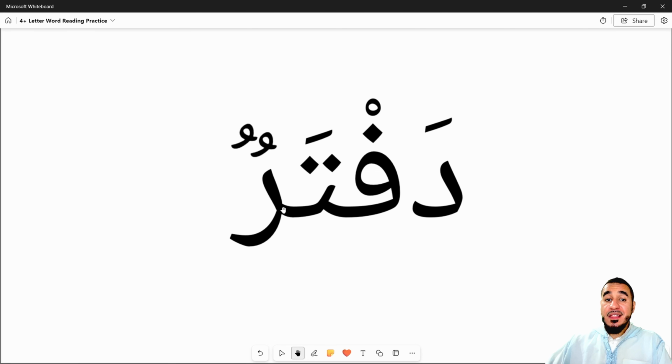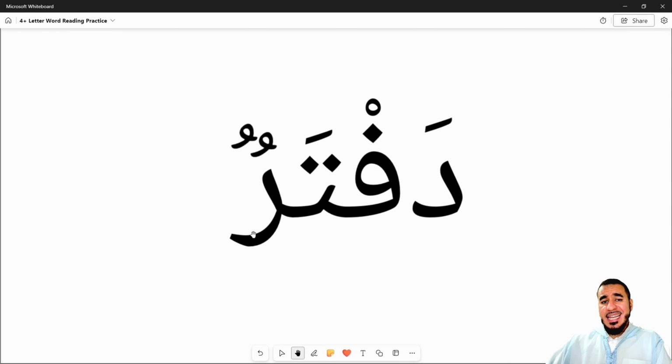And then we have the letter ta. Remember the 2 dots above this shape. We have the ta, and it has the fatha, so it will be a ta sound. And lastly, we have the ra at the end of this word. And what does it have? It has the dhammatan, or the tanweenu dhamma, meaning the double dhamma.